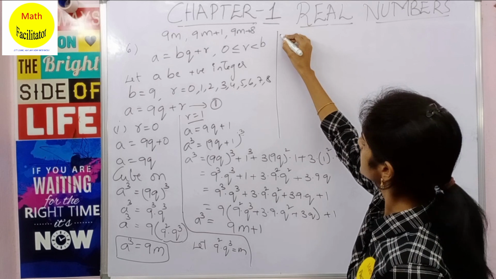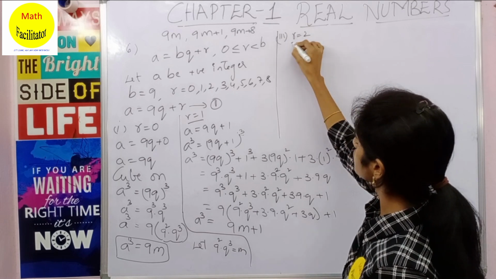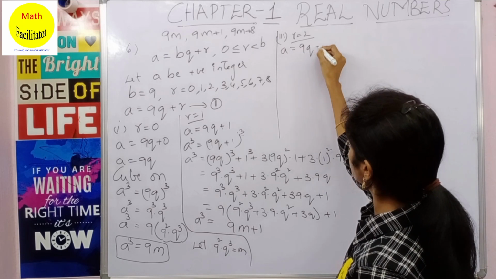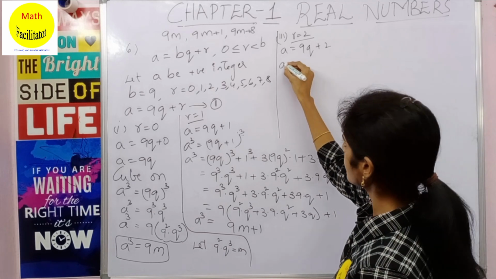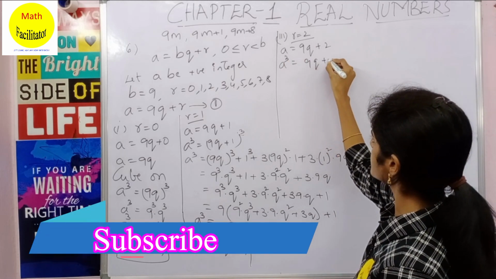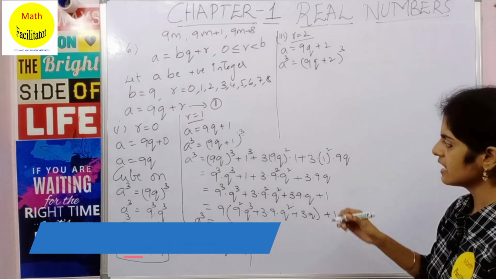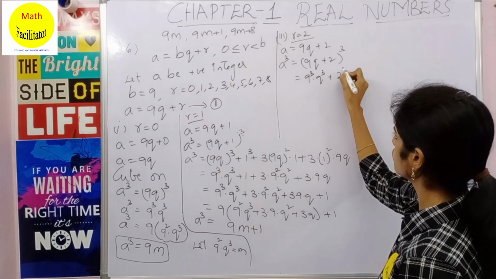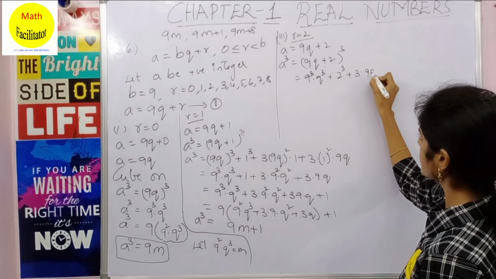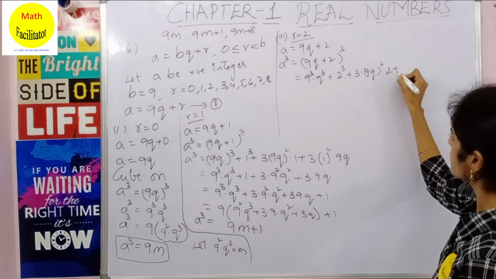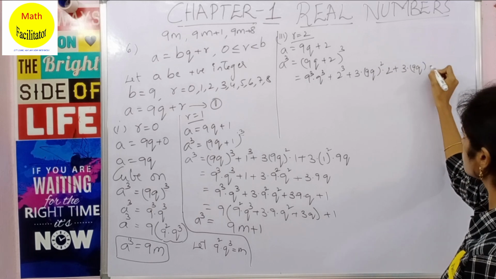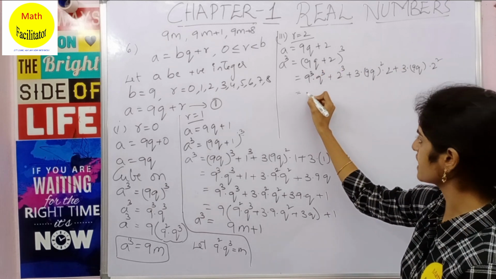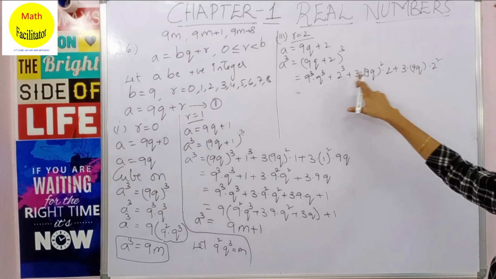Okay? So now let us take what if r is equal to 2. Case 3, when r is equal to 2, what happens? Now a is equal to 9q plus 2. Now cubing, a cube is equal to (9q plus 2) whole cube. Expanding it using the identity (a plus b) whole cube, it is 9 cube into q cube plus 2 cube plus 3 into 9q square into 2 plus 3 into 9q into 2 square.